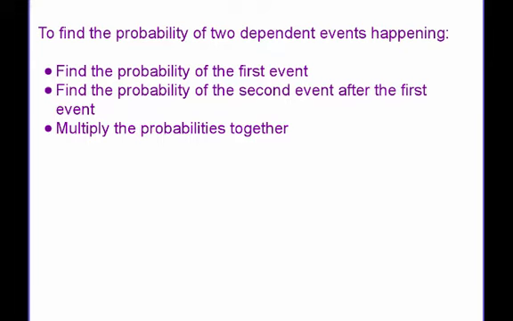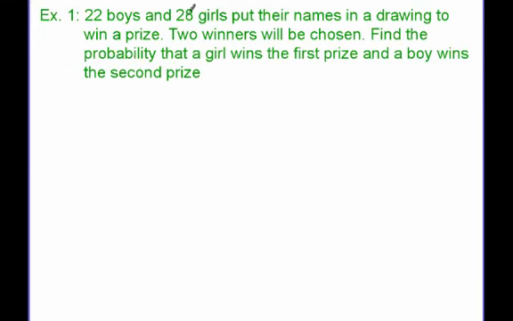So let's look at some examples. Example 1 says 22 boys and 28 girls put their names in a drawing to win a prize. 2 winners will be chosen. I want to find the probability that a girl wins the first prize and a boy wins the second. So we're going to find the probability of a girl winning first prize and a boy winning second.